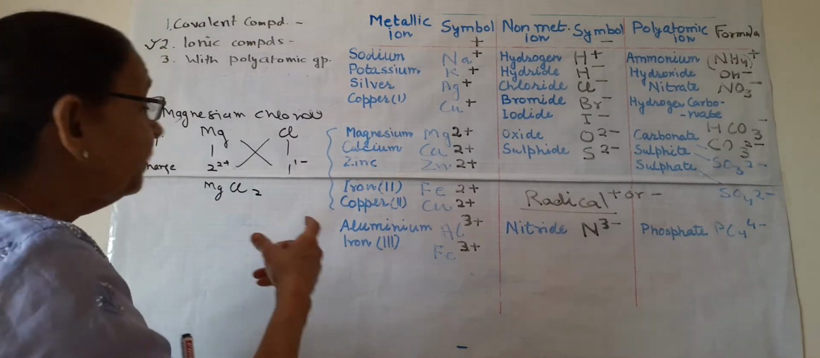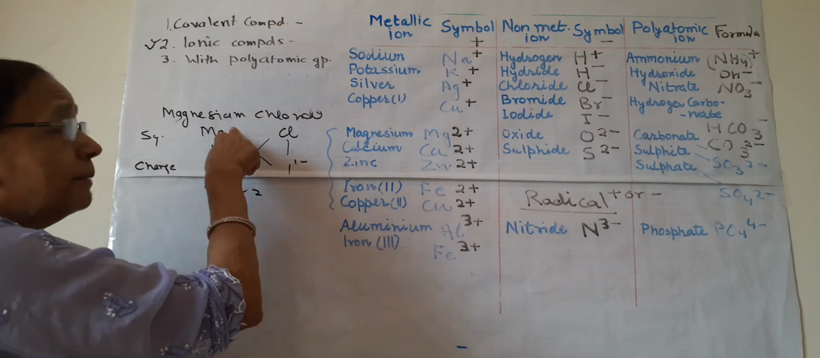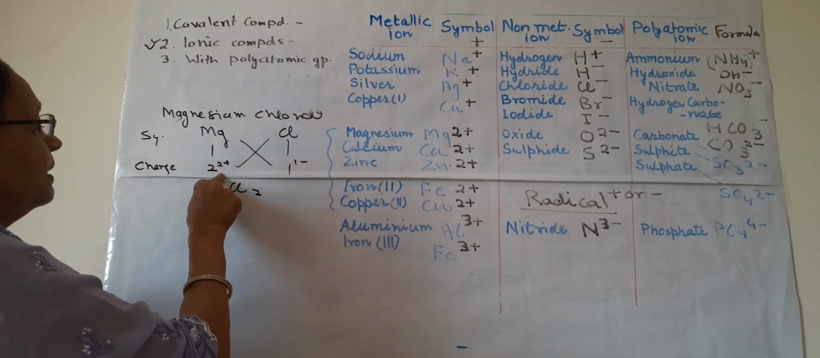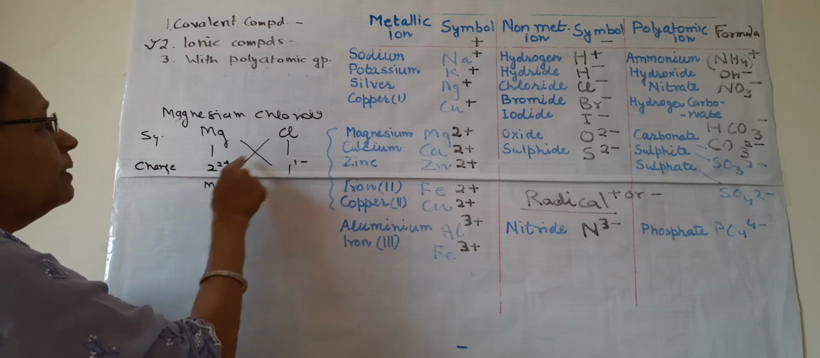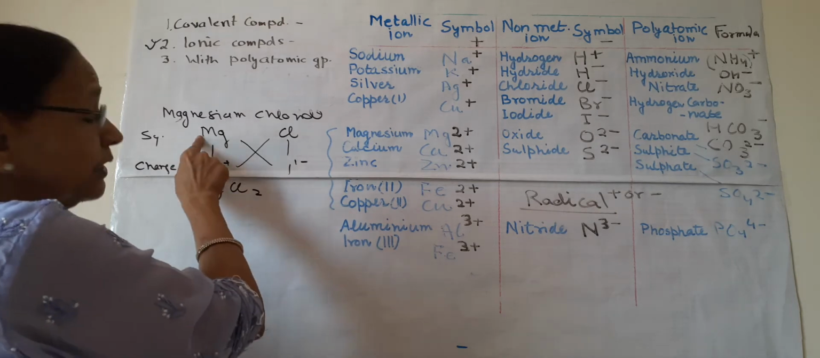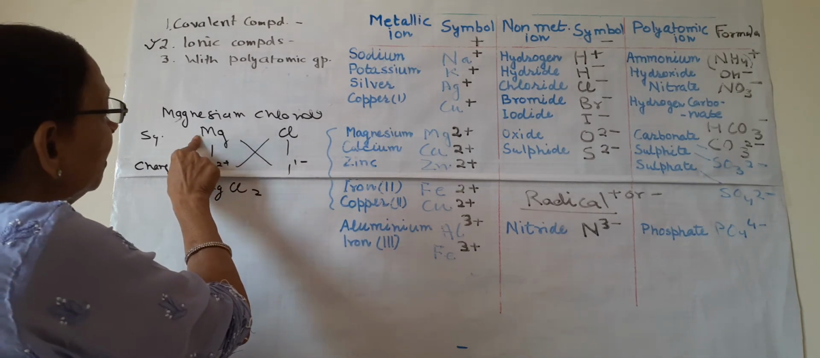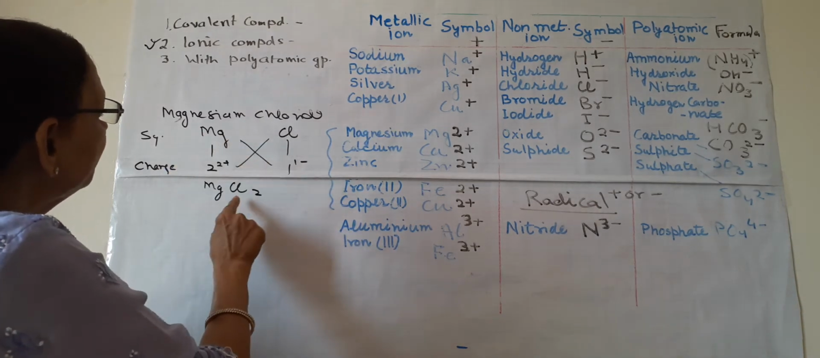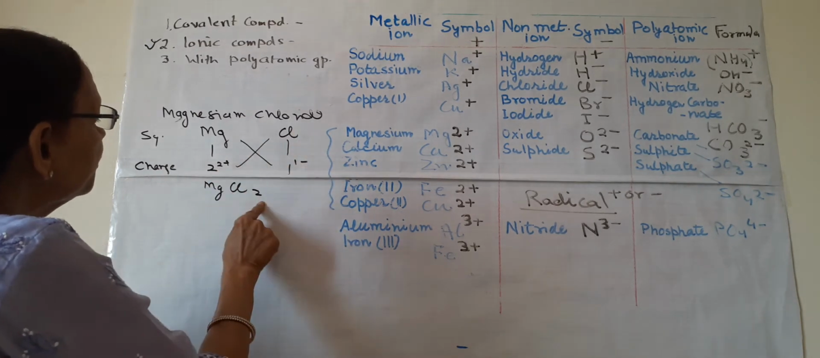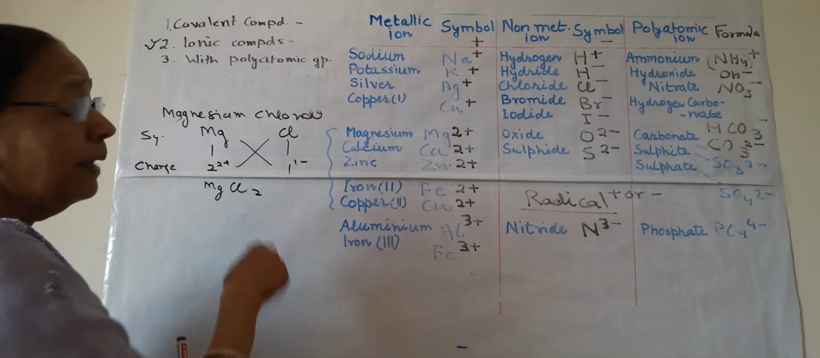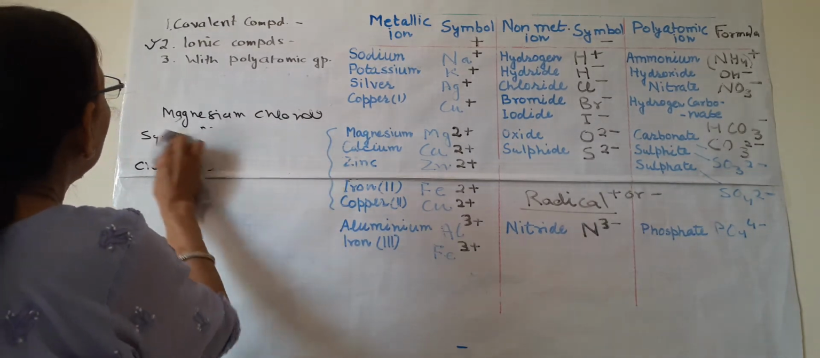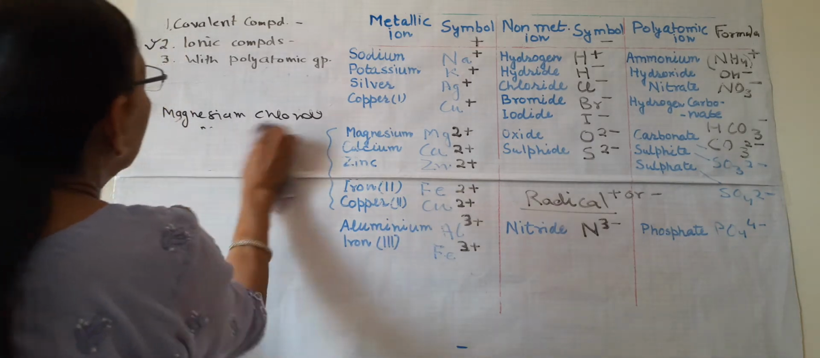Should I repeat again? This is the symbol Mg, the symbol of chlorine is Cl, the valency or the charge is 2 plus, and 1 minus. So with Mg, first we write the metal, Mg is the metal, first we write Mg with 1. We don't write 1, and then we write chlorine with 2. So the formula is MgCl2.